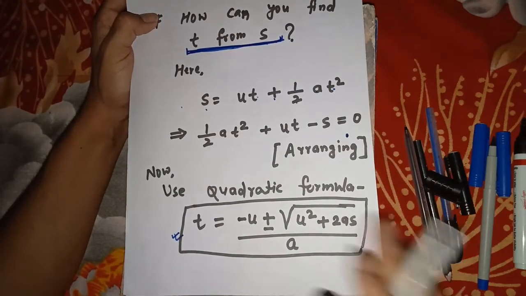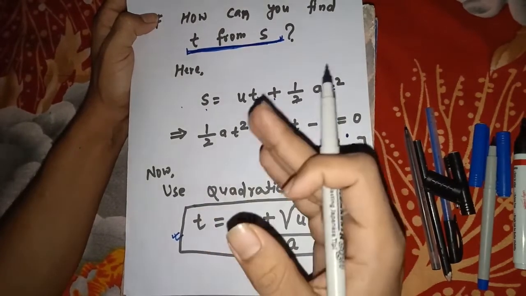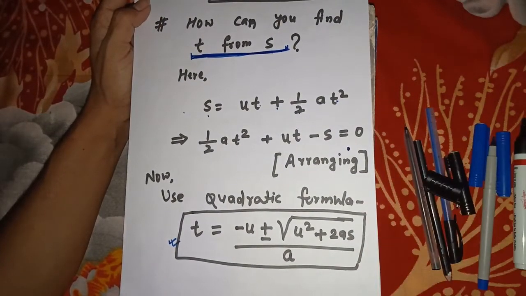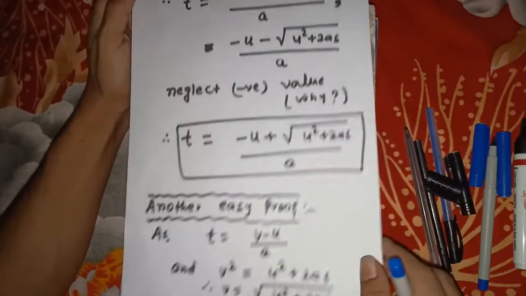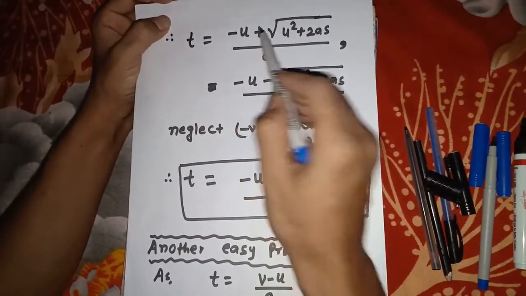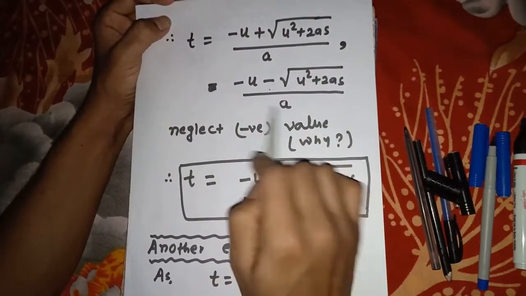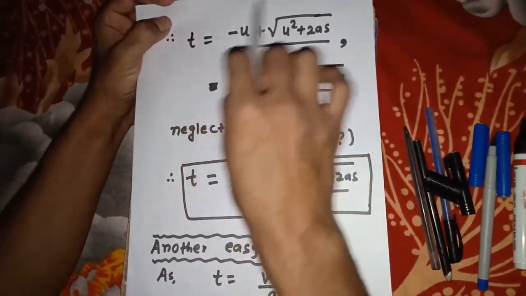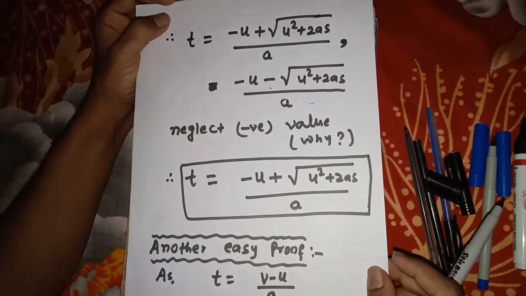It may be harder because this is not in your class, but if you are interested, you can go through the 10th class chapter. It is not so hard as you think here. Now t has two values because in the formula there is plus and minus. But time can never be negative, so we can ignore it. So our real answer is this: minus u plus root under u square plus 2s. Have you got my point?